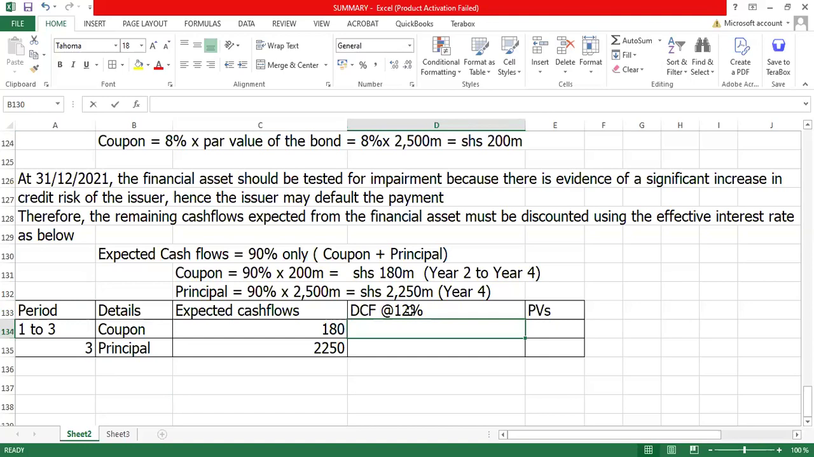The discount amounts, you know how to use the table. Here you're looking at more than one period, so you use the annuity table, the second table. Here you're looking at only one year, so you use the first table, the single period table.